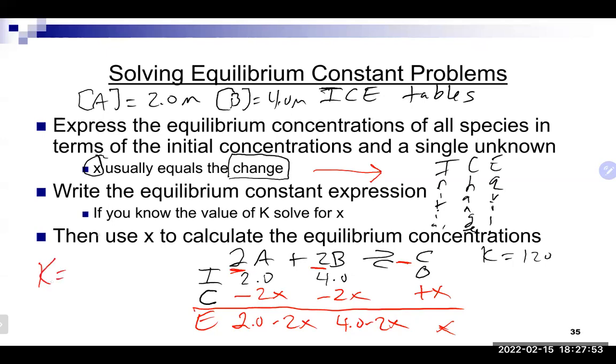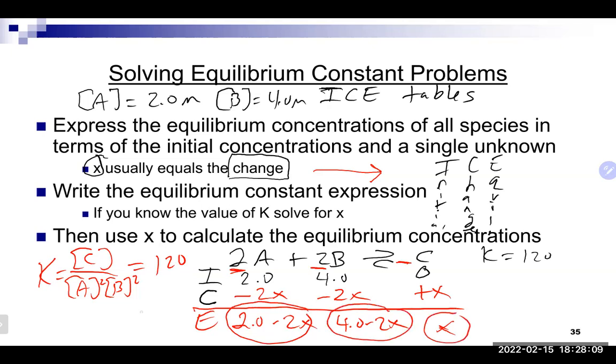The K in this case would be the concentration of C divided by A squared and B squared, and that would equal, in my made-up example here, 1.20. At this point, we would take all these guys here at equilibrium, and we would put it into this expression, and you would solve for x at this point. I won't do it because that's a crazy math I just made up here, so we won't do this one. But you're basically going to solve for x.